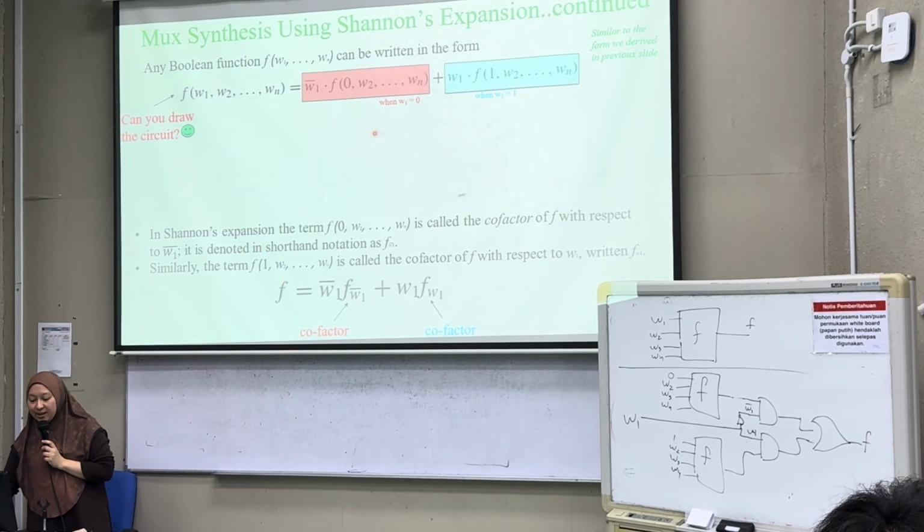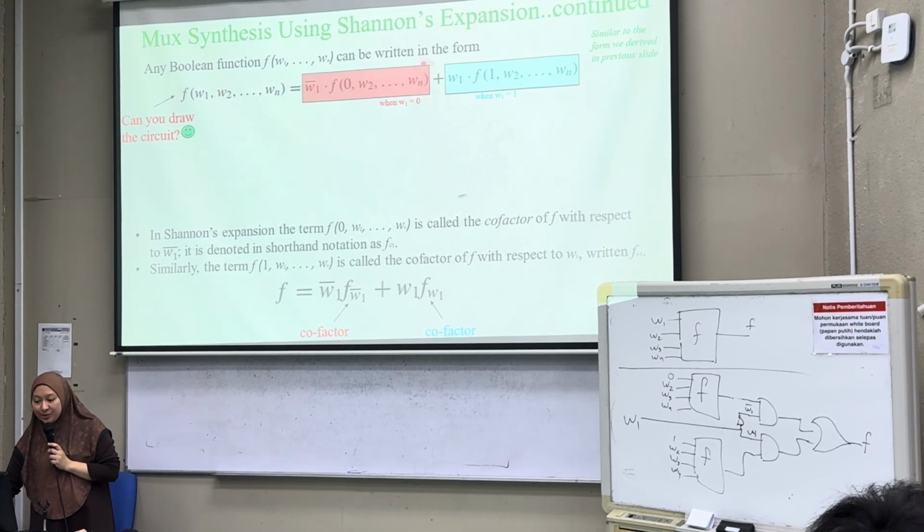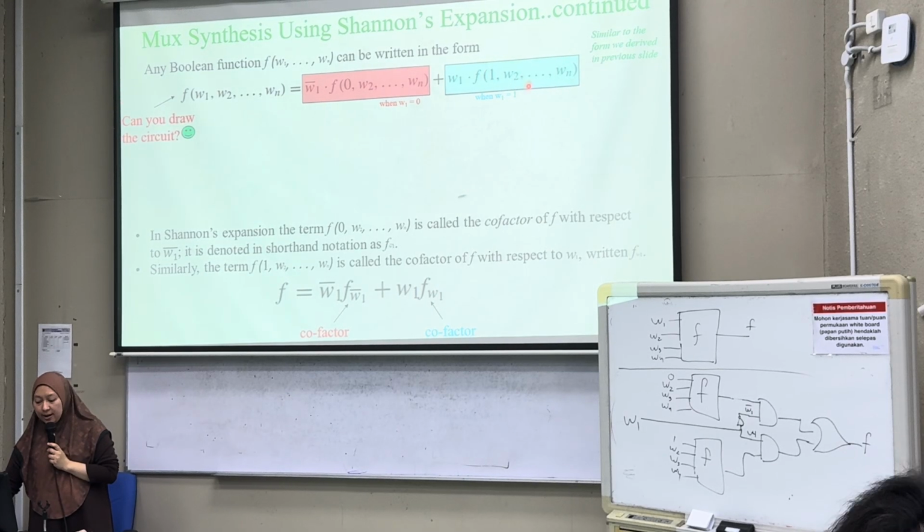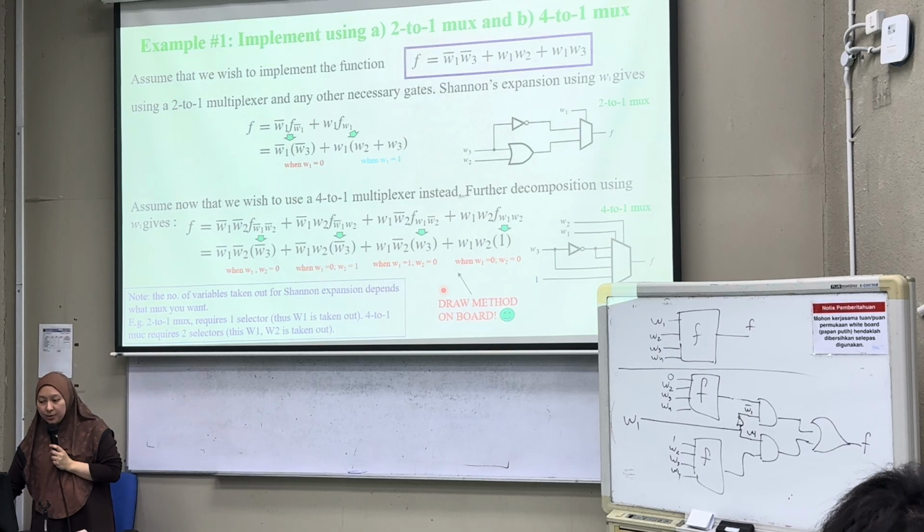Okay, so this definition is equal to this. The same thing. F, in terms of W1, W2, whatever, equals W1 bar ANDed with the whole function where W1 is complemented, or with W1 ANDed with the function where W1 equals 1. So this is called a cofactor and this is called a cofactor. Right? So for an example, I'm using Shannon expansion for a 2-to-1 mux.